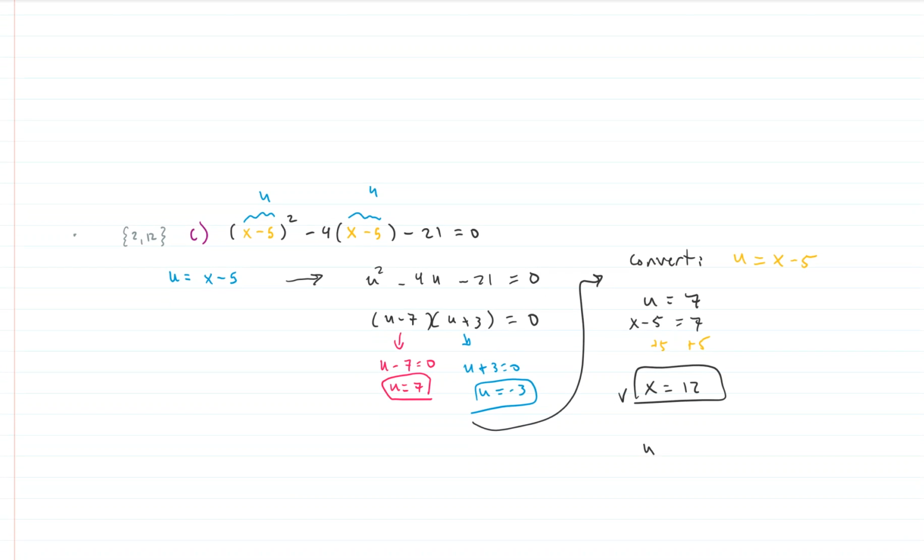Our next one is u equals negative 3. So again, instead of u, we have x minus 5. And we add 5 to both sides. And what do we get? x equals positive 2. We could also plug that back into the original equation and see that we get a true statement, 0 equals 0. So our two answers here are x equals 12 and x equals 2.